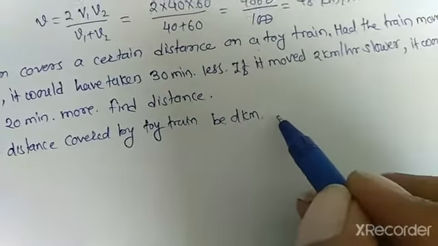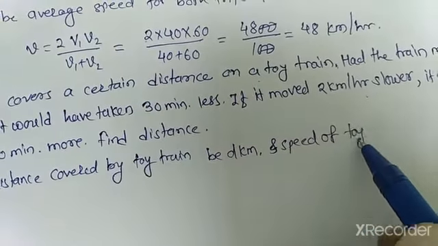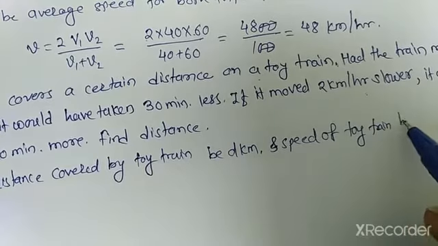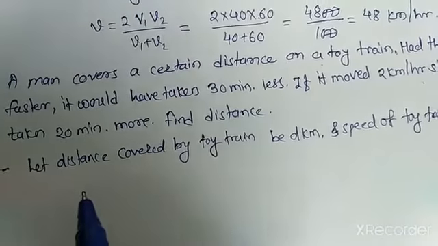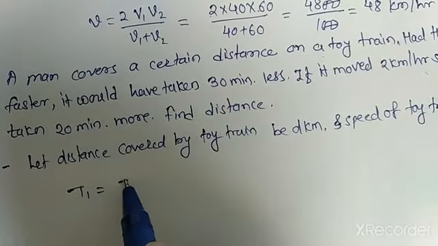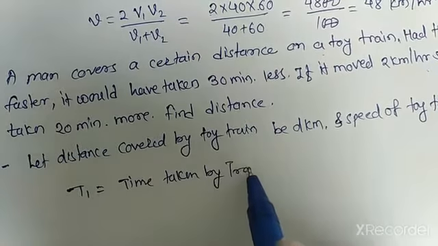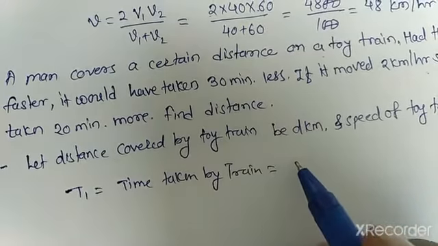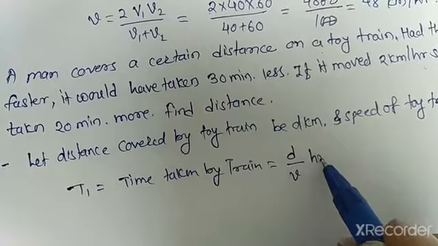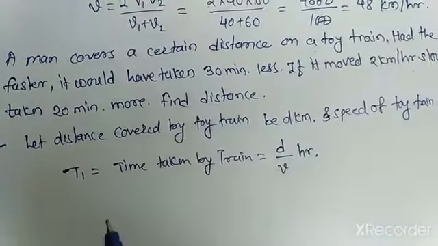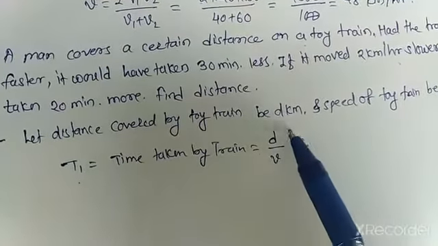And let the speed of the toy train be v km/h. So t1 is the time taken by the train, which is equal to distance upon speed, d upon v hours. So this is our first: a man covered a certain distance on a toy train, so t1 is equal to d upon v hours.